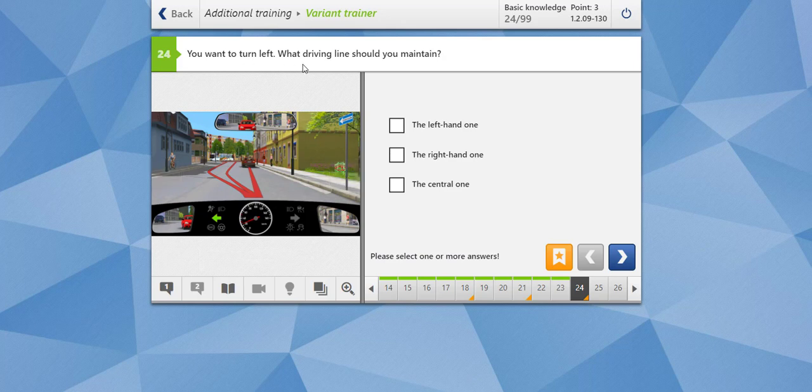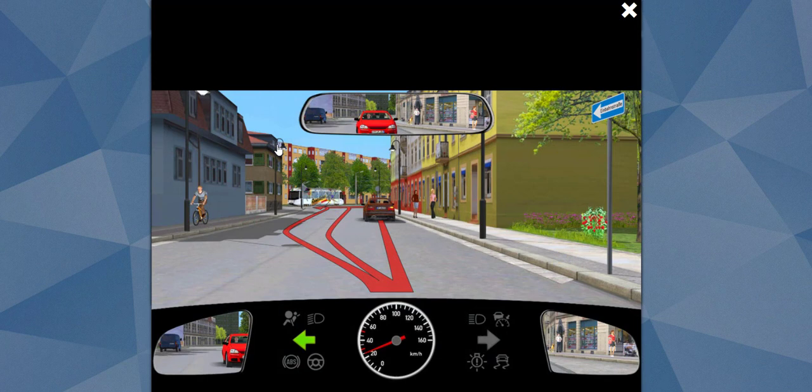You want to turn left. What driving line should you maintain? So if we look over here, we want to turn left, but there is a Einbahnstraße. It is important to remember that in an Einbahnstraße, if you want to turn towards the left, you always have to position yourself towards the left. It means in this case, you have to position yourself here. Why? Because in an Einbahnstraße, there is a flow of traffic only in one direction. So if you want to turn left, you can stop here.